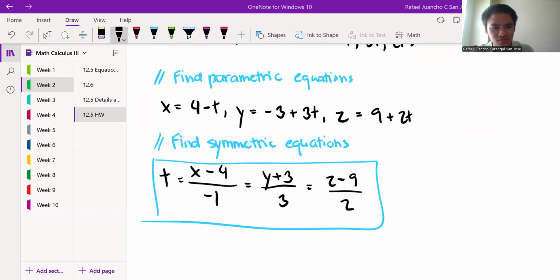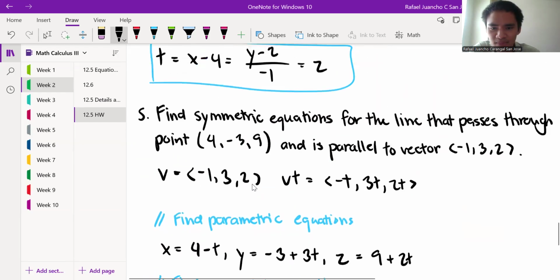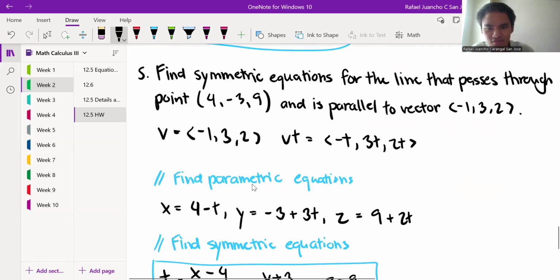Did I get any of them? Or I messed something up. Wait, let me check. So, x plus 4, no, it's x minus 4. And with a negative 3, but this one's 3 times. So that's not it. Closest is the last one. Oh, I probably messed something up in computing? Oh, so this is a negative 2. I wrote the example wrong.